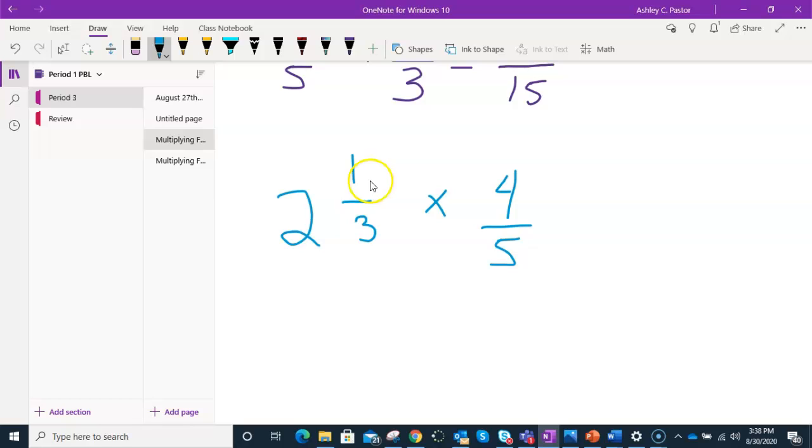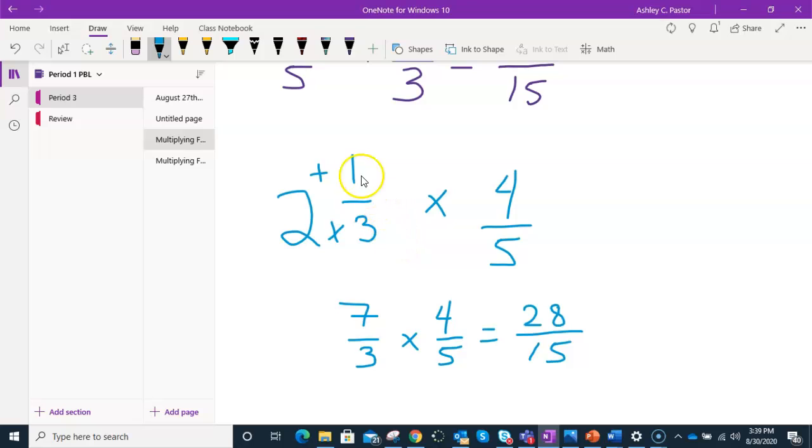Remember the way we did this last time: we multiply the denominator and the whole number. So 3 times 2 gets me 6, and then I add the numerator. My new fraction is 7/3, and I'm still multiplying it by 4/5. Then I multiply straight through. 7 times 4 is 28, and 3 times 5 is 15. All we did was turn this into an improper fraction, 7/3, and then multiply straight across.